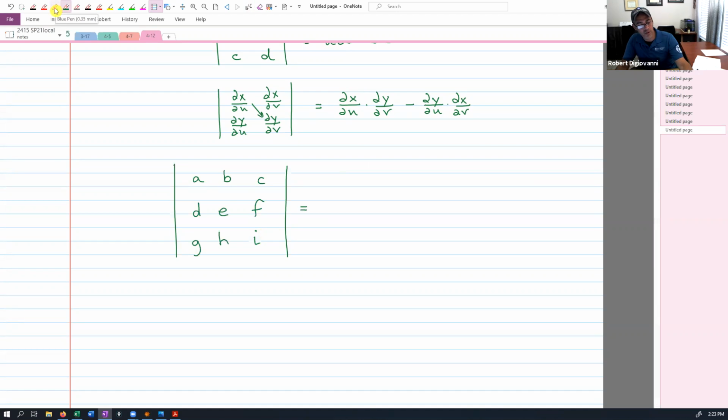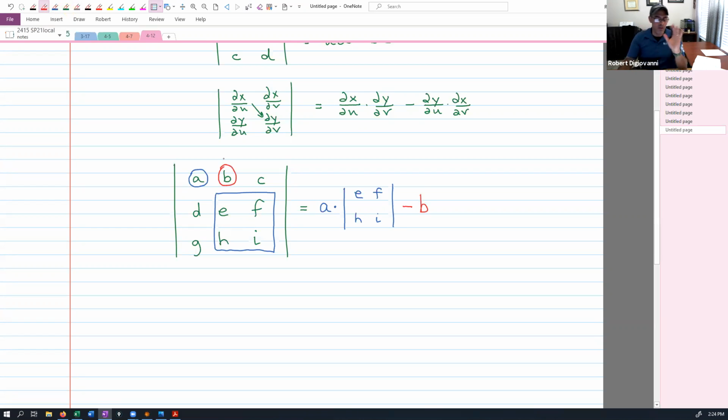I'll just show you. What you do is you take A first, and you write it down, A. And you're going to multiply that by the determinant of this bottom corner. So now I need to take the determinant of E, F, H, I. Now what I do is I switch signs. Instead of doing A, I'm now going to do minus B.